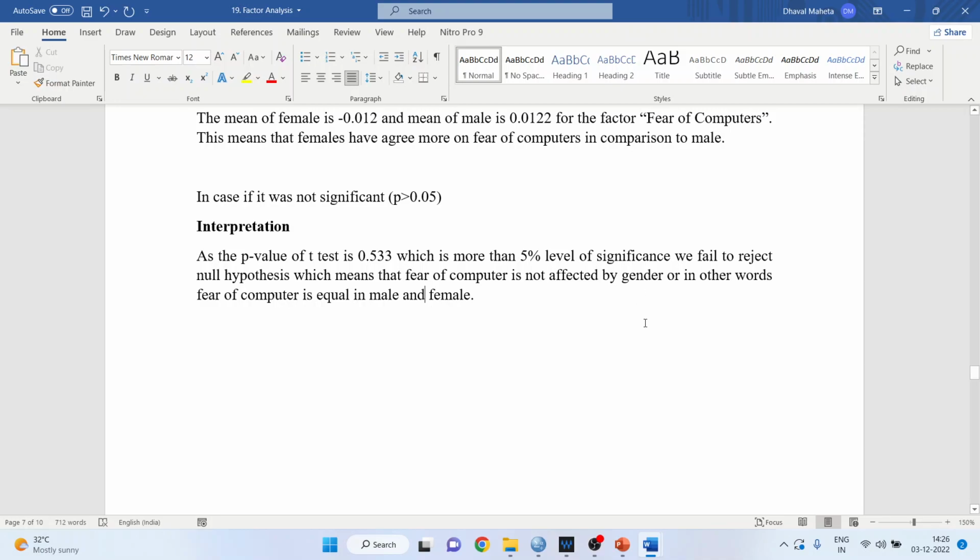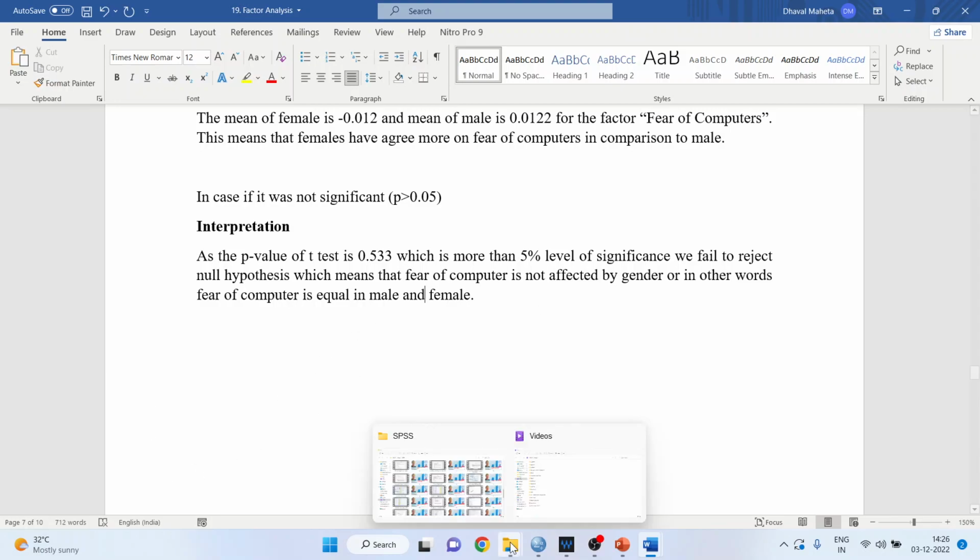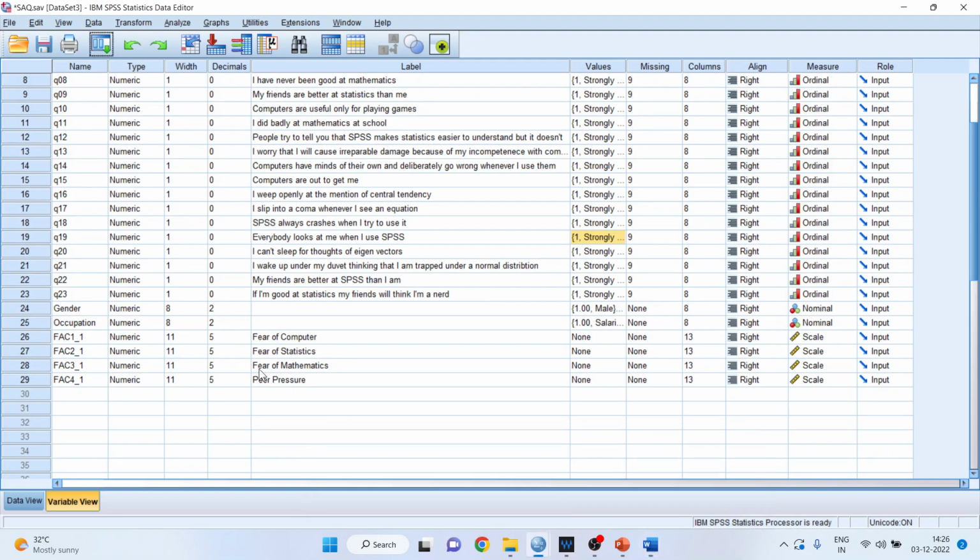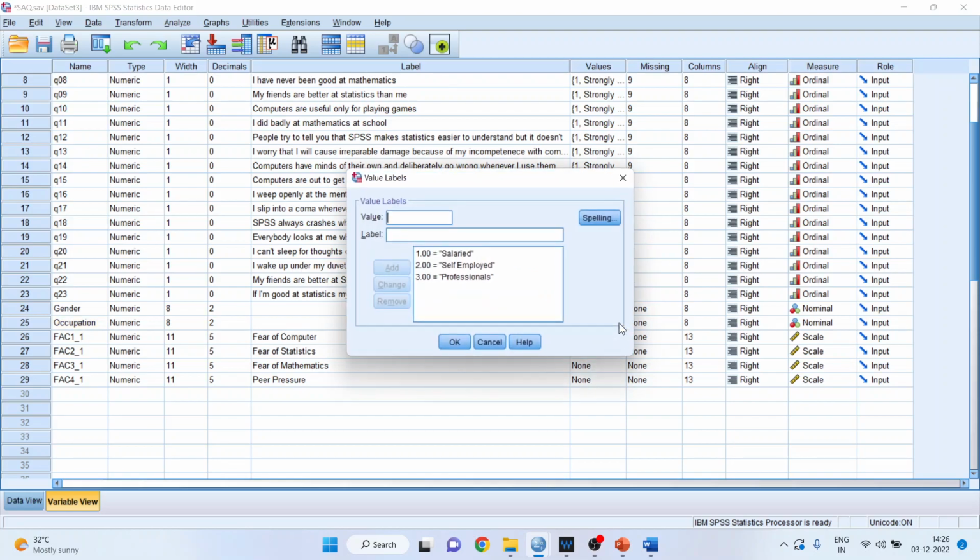Okay. Now, what else? We can use these scores further, and we can also run it according to occupation. In occupation, we have got more than two categories: salaried, self-employed, and professionals. Let us see.